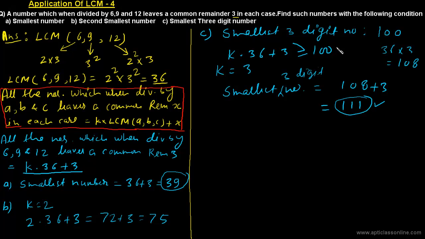For a bigger number, if the question had been, say, the smallest 4-digit number, in that case we would find the value of k with the help of this inequality, but here we have found it already. We will see more examples in the next class.